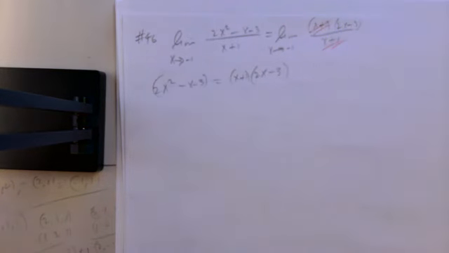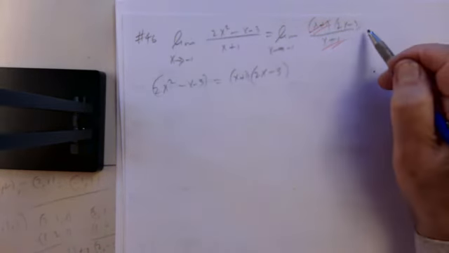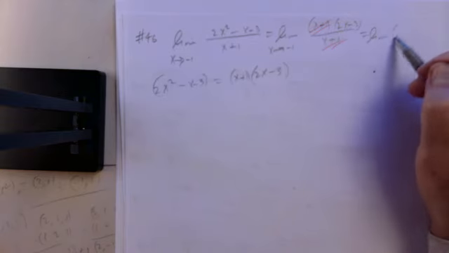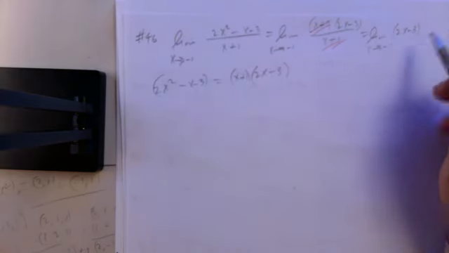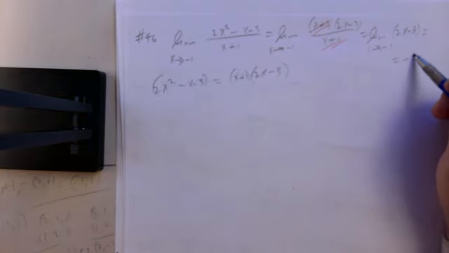And the x plus 1's cancel. So this is just the limit of 2x minus 3 as x goes to -1. And this approaches -2 minus 3, or -5. Any questions about this?